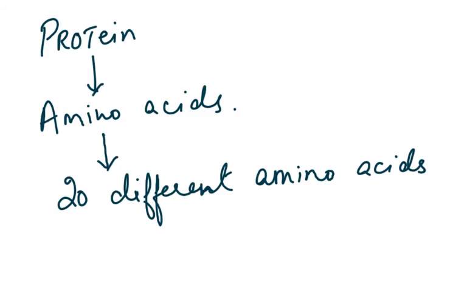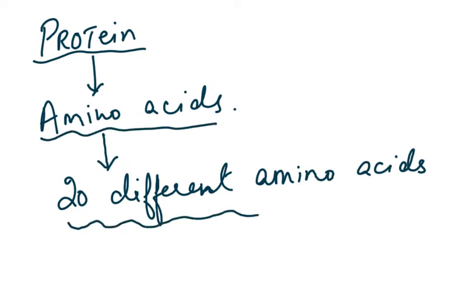Next, we come to the macromolecule protein. The monomer is amino acids, but then we have 20 different amino acids. Now, how are they different? Because in carbohydrates, I told you only glucose. But here now I'm saying they're made up of amino acids, but there are 20 different amino acids.